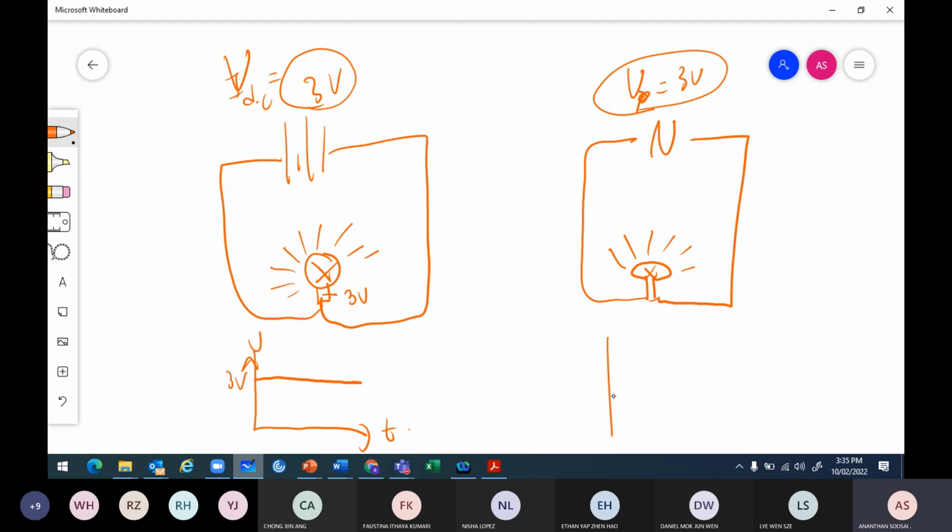But AC, if the peak is 3 volt, the graph is changing like this. The voltage of the AC is changing up and down, but the peak is 3 volt. Can this give the same brightness as the 3 volt of the DC? Anyone?